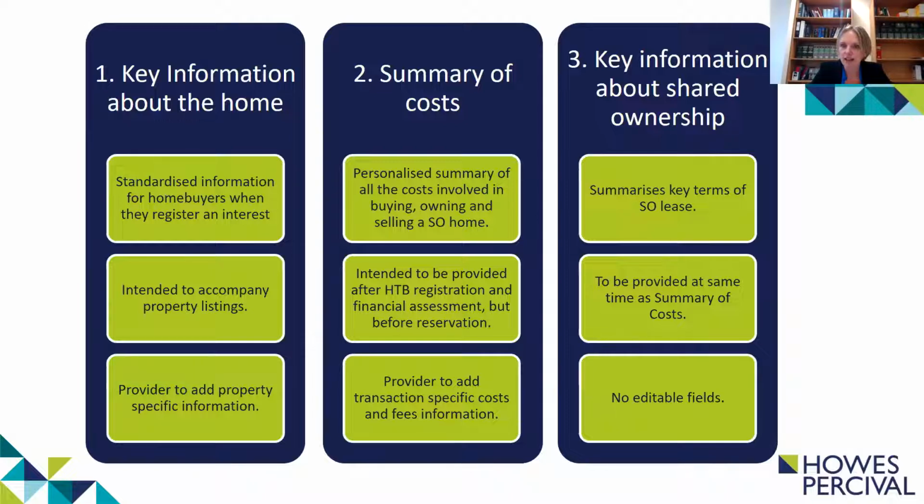KID 3 is the key information about shared ownership, and this is much more like the old Appendix 3 and explains the key terms of the shared ownership lease in plain English. And I have to say that actually this is quite well drafted compared to the old Appendix 3, and some bits of it are very good. The explanation of the resale process is much clearer than I've seen before.